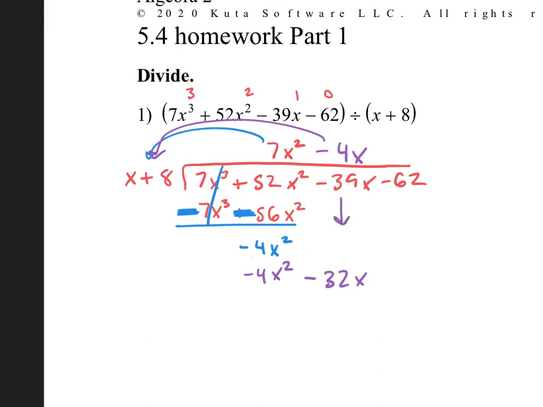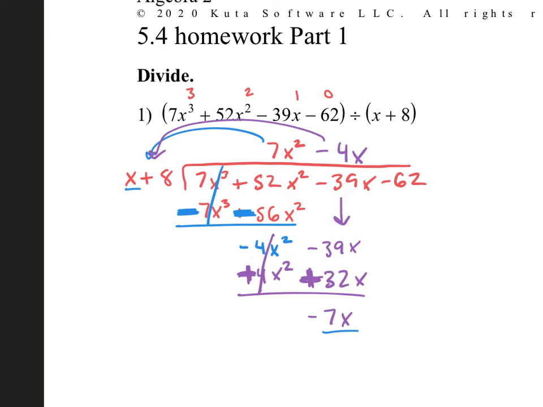We can bring down the negative 39, but what else do we have to do? Change the signs. Don't forget to change the signs. So this becomes a plus and a plus. So what happens to the 4x squareds? Cancel. And then what's negative 39x plus 32x? Negative 7x.